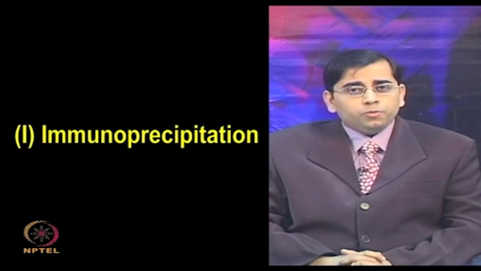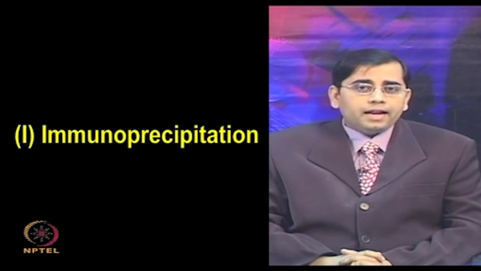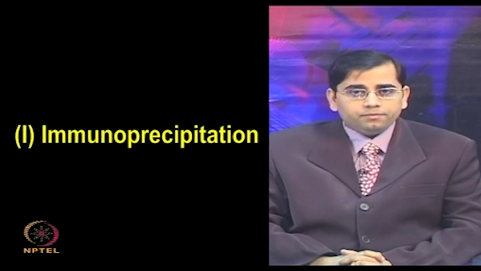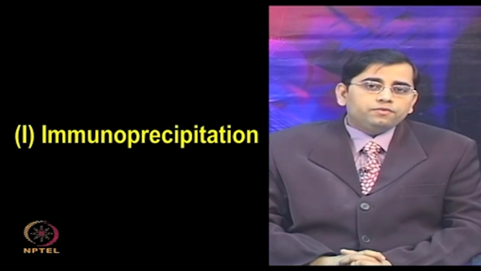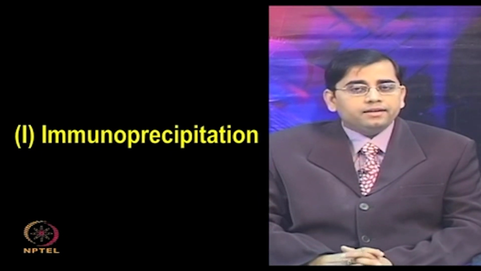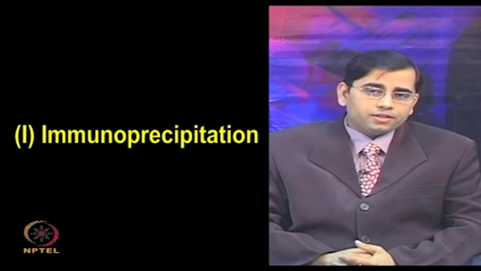So, let us talk about the immunoprecipitation technique. Immunoprecipitation or tandem affinity purification, also known as TAP, is a technique which is used to purify protein complexes and study their protein-protein interactions. Depending on the protein that needs to be purified, different types of tags can be attached to the bait protein.